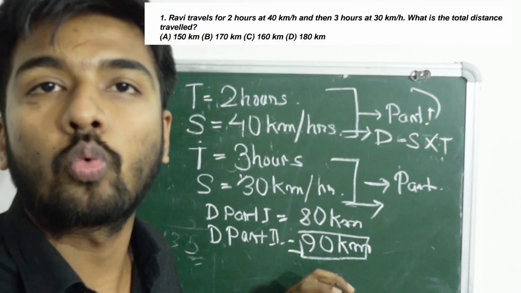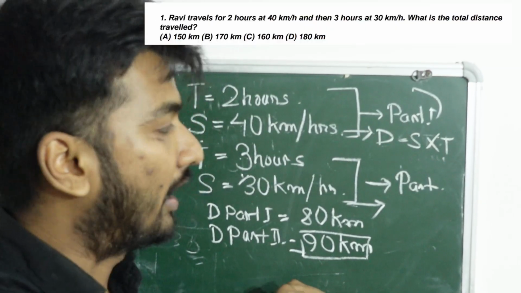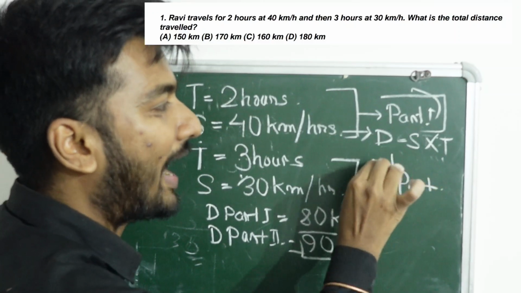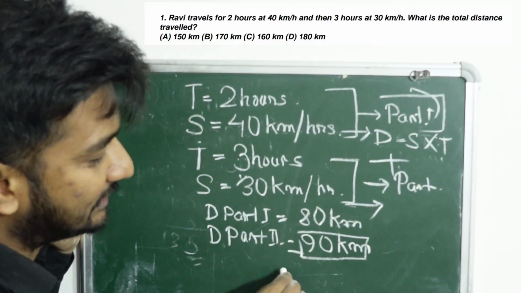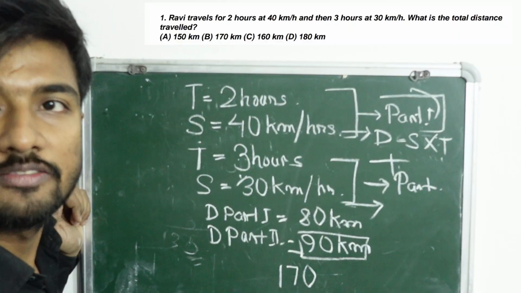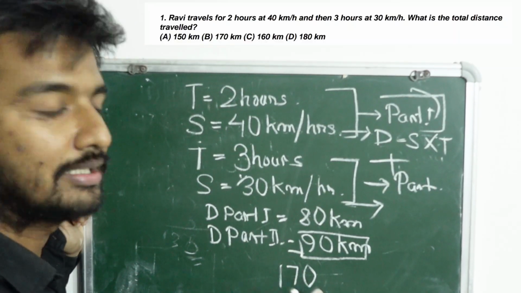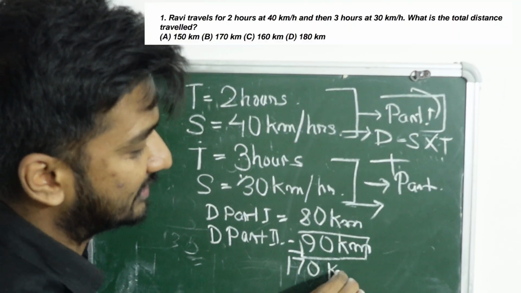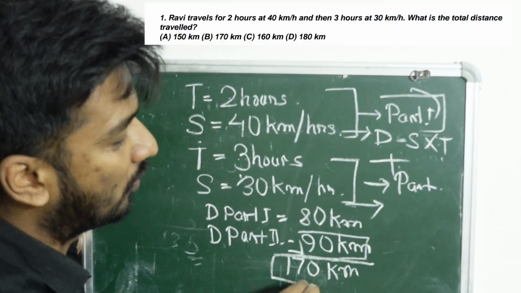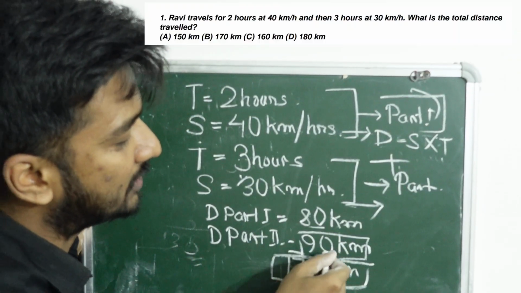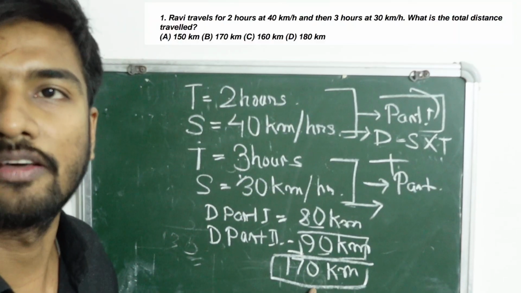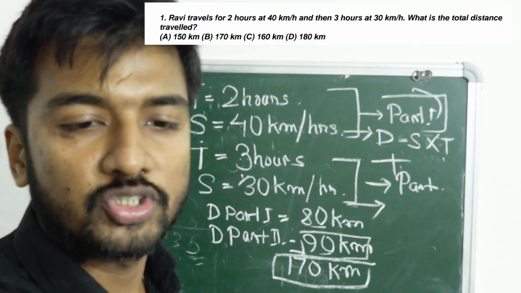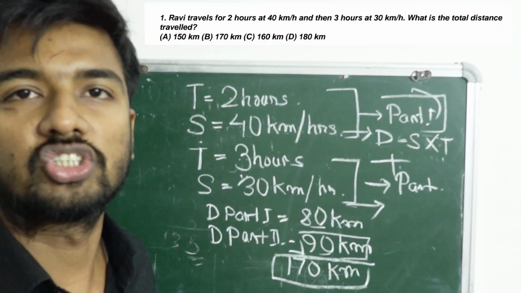So what I said, what is the total distance traveled by Ravi? As I said, you have to find out the distance of part 1 and part 2, you add up. Then 80 plus 90 is 170. Is it visible? It's not visible, I guess. Yeah, it's visible. 170 kilometers is the total distance traveled by Ravi. How? You add 80 kilometers and 90 kilometers. It's 170. It is visible, yes. So what is the correct option to it? The correct option is B in sample question 1.